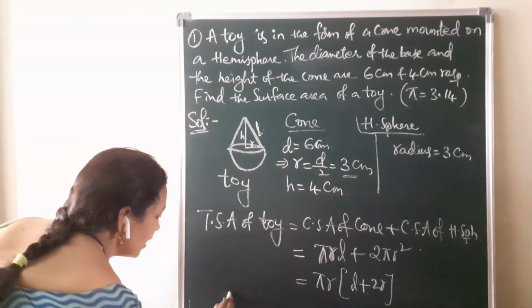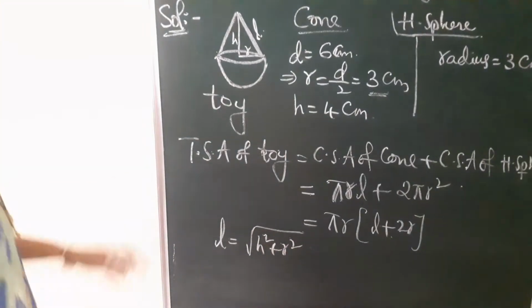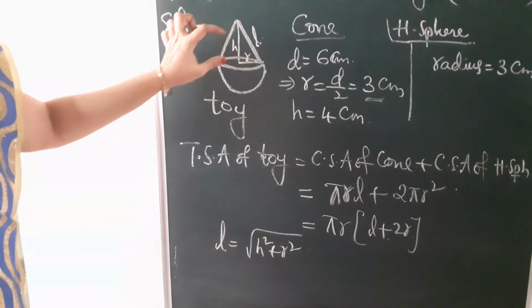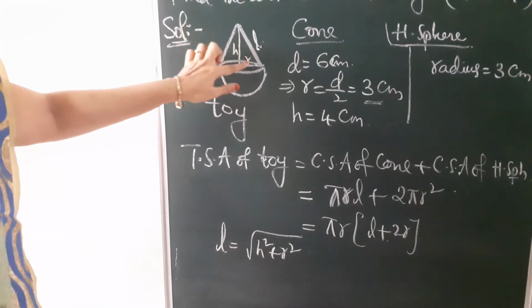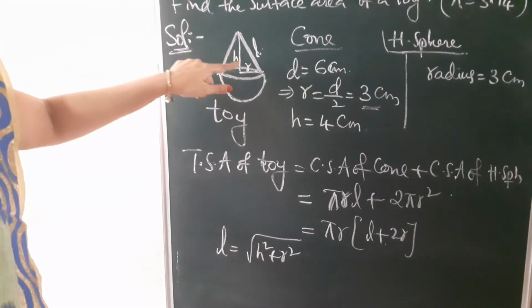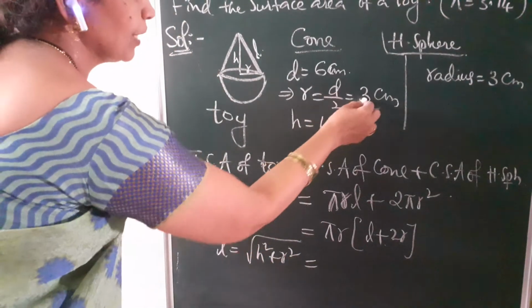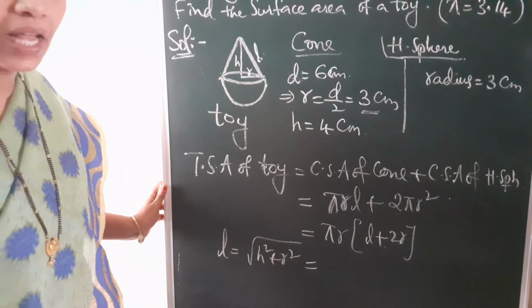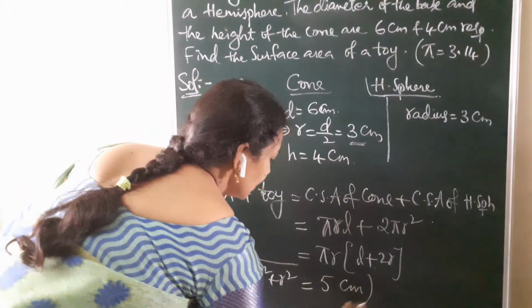To find out the slant height of a cone, the formula is root of h square plus r square, because this forms a right angle triangle. In a right angle triangle, L square, the hypotenuse square, is equal to the sum of the squares of the other two sides. Therefore, L is equal to root of h square plus r square. But these two are Pythagorean triplets, so automatically you will get L as 5 centimeters.